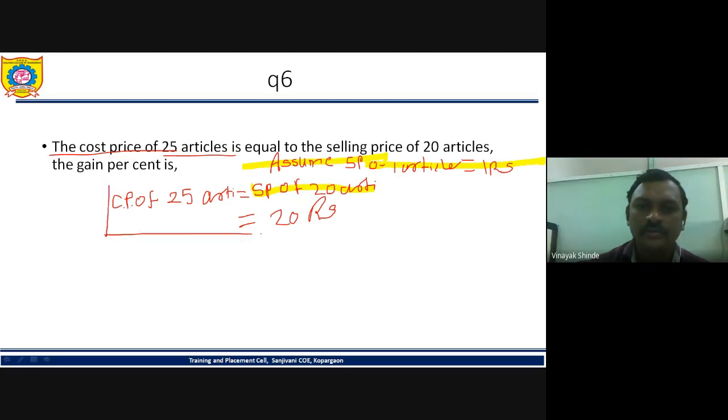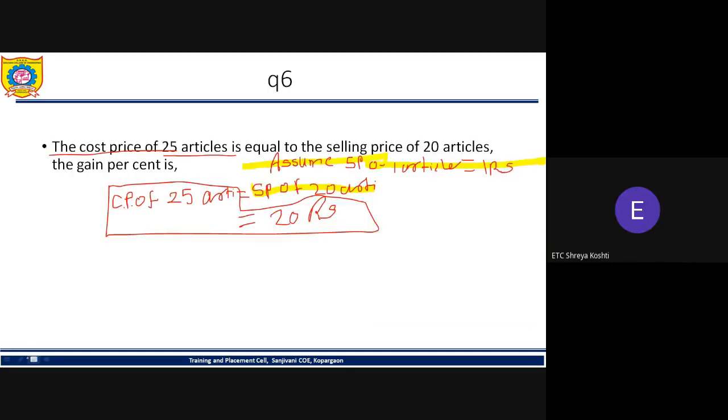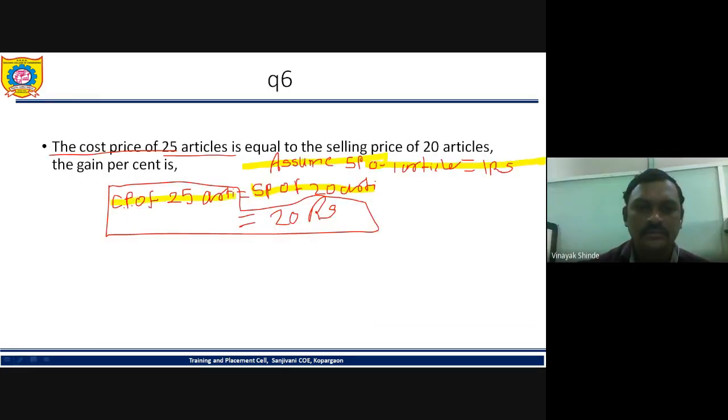And the same is the cost price of 25 articles. As the selling price of one article is 1 rupee, the selling price of 20 articles is 20 rupees. But what is given is that the cost price of 25 articles is equal to the selling price of 20 articles. So we got that the cost price of 25 articles is 20 rupees. Have you understood this line?